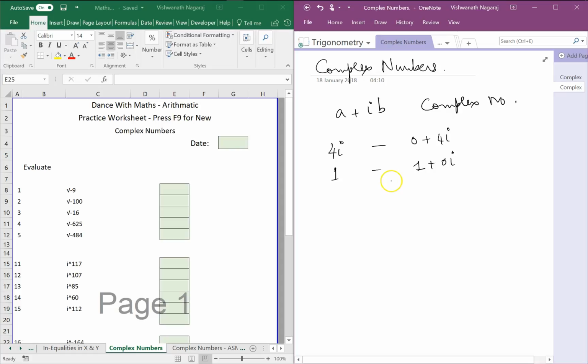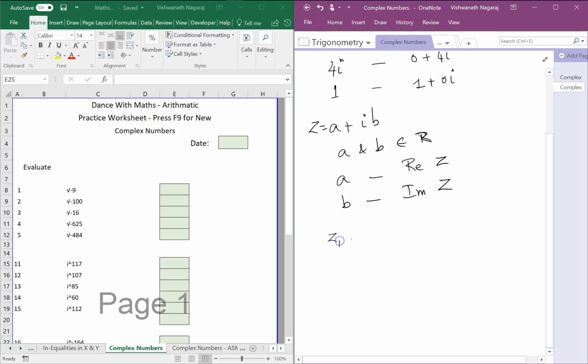So here what happens is that when we talk of a plus ib, a and b both belong to real numbers, right? a is called the real part of the complex number, and b is called the imaginary part of the complex number. We can say a complex number is equal to another complex number, let's say this is a plus ib and this is c plus id, only when a equals c and b equals d.